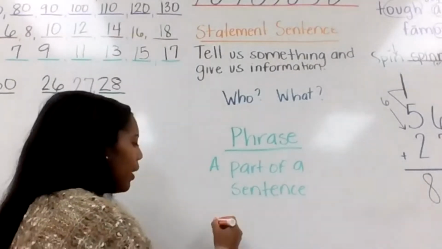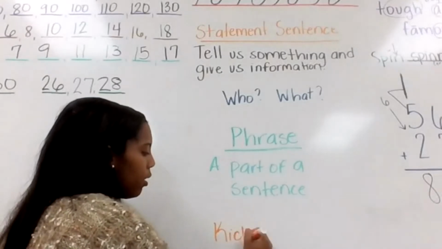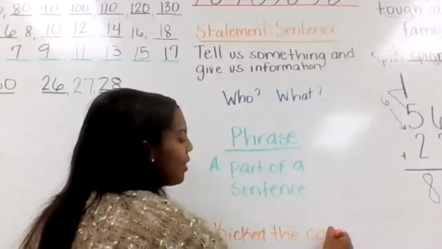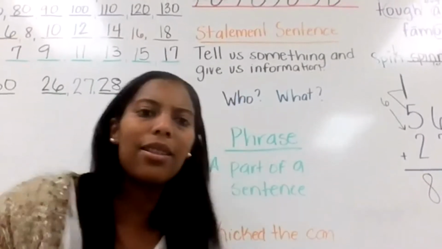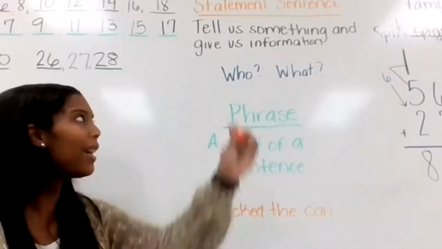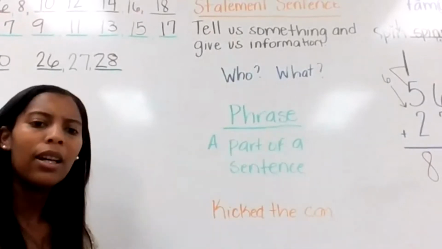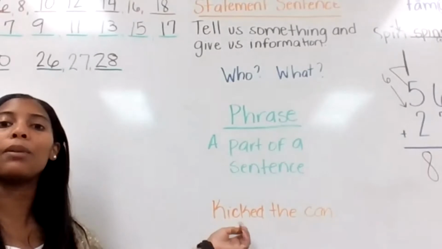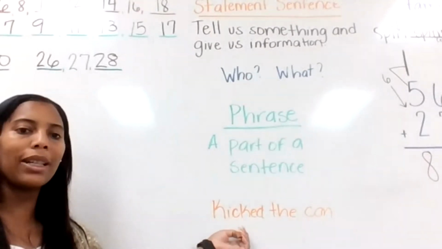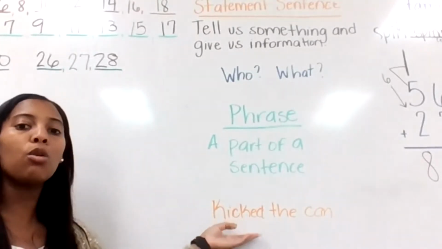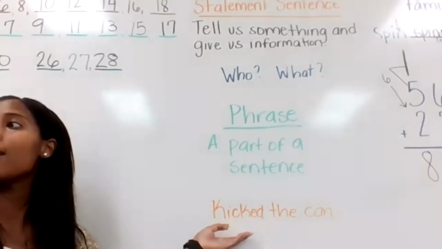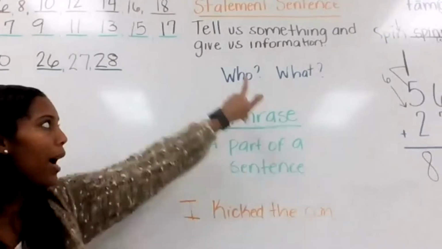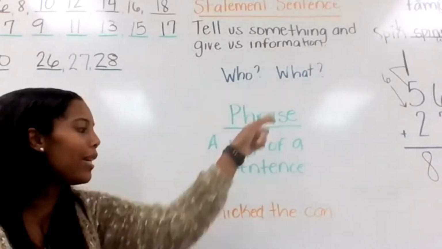So if I would say, kicked the can, is that a sentence? No. That's not a sentence, right? Kicked the can. That's not a statement. That's a phrase. Kicked the can is not really explaining anything. How could I make this a complete sentence? What could I add to this to make it a complete sentence? I kicked the can. Now I have a who, I, and what did I do?